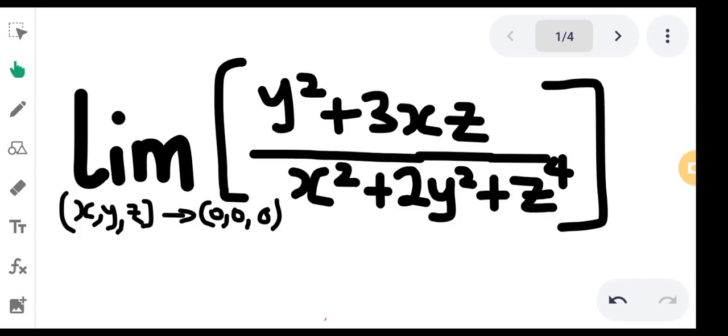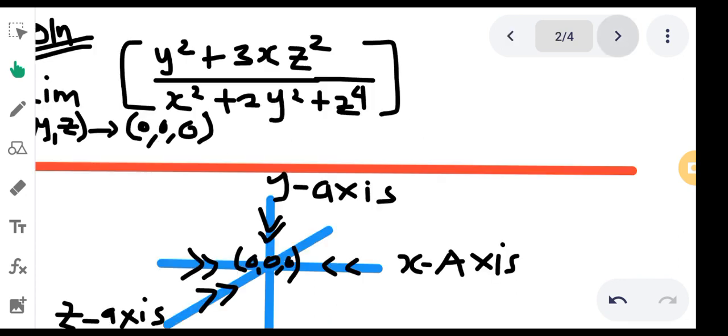Okay, in today's lesson I want us to solve some questions on limits. In this one, the limit has three different variables: y, x, and z. So let's see how we can find whether the limit exists or not.